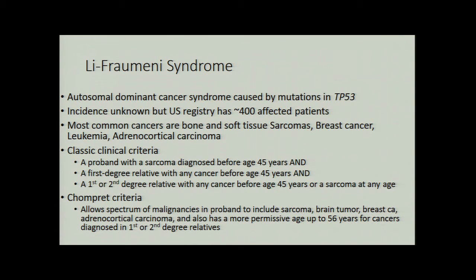However, some use a more permissive Chompret criteria, which expands the spectrum of malignancies in the proband to include sarcomas, brain tumors, breast cancer, and adrenocortical carcinoma. And it also allows a more permissive age, up to 56 years, for cancers diagnosed in first or second degree relatives.